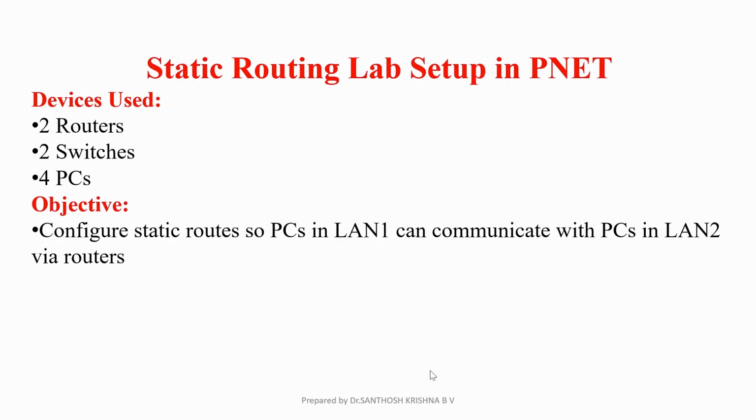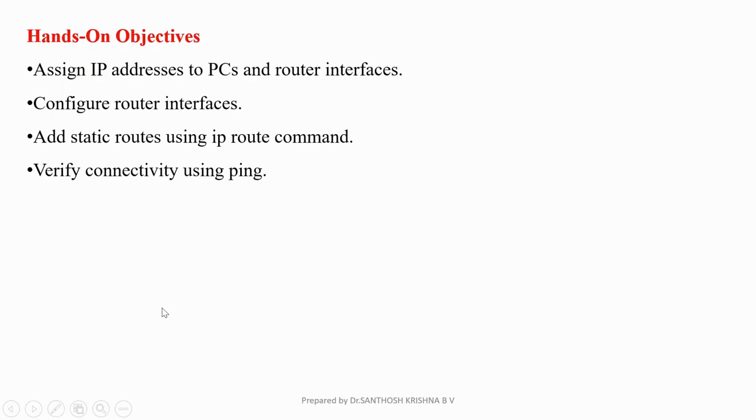The main objective for today is to configure static routing so that PCs in LAN 1 can communicate with PCs in LAN 2, which means one network to the other network. Let us see how this is done. As I said, the objectives are clear now. We'll assign the IP addresses to all the PCs and router interfaces. Then we will configure the routing. Then we'll add the static routes using the ip route command as we have discussed just now, and verify the connectivity using the ping commands.